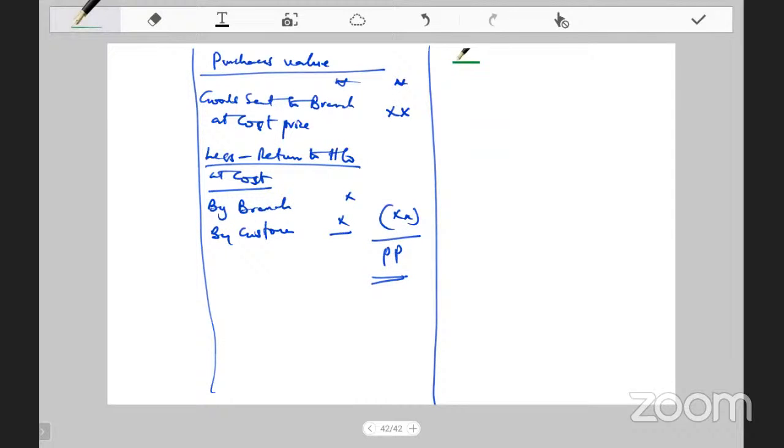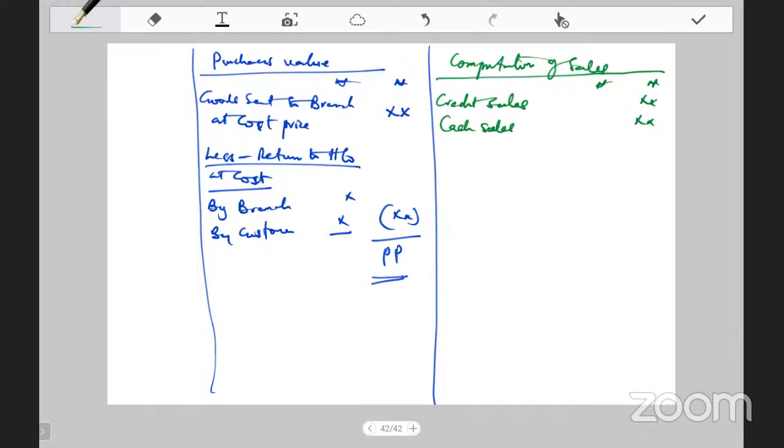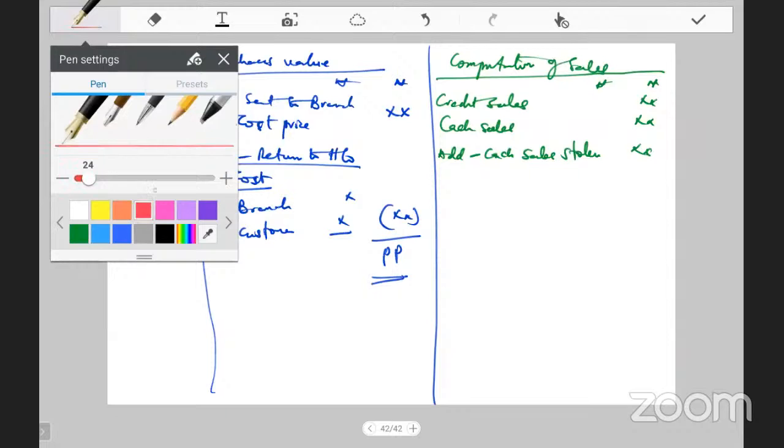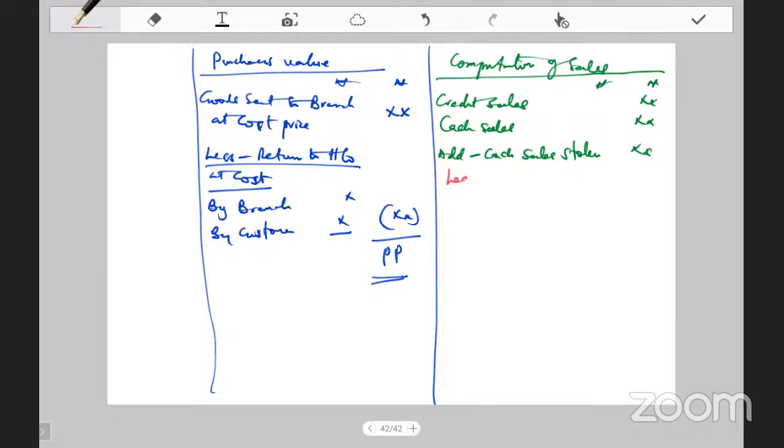In case you are also asked in short answer to compute the determination of sales value, the examiner might not give it to you, and you need to account for the computation of sales. For you to get the sales, you consider the credit sales value that was made, consider the cash sales, then you add the cash sales stolen. After which you deduct the following.